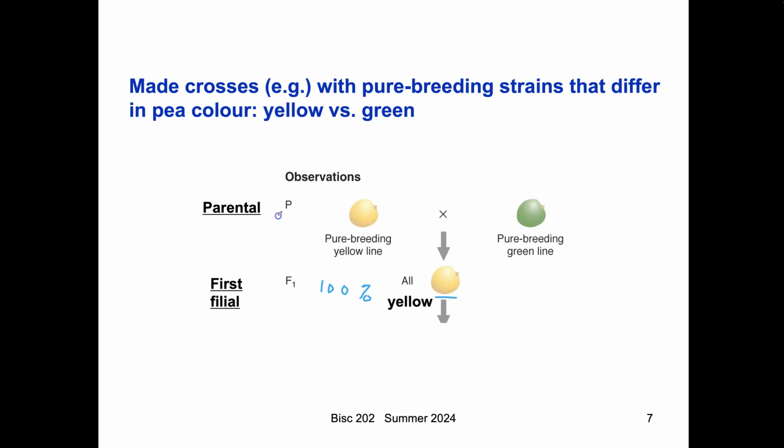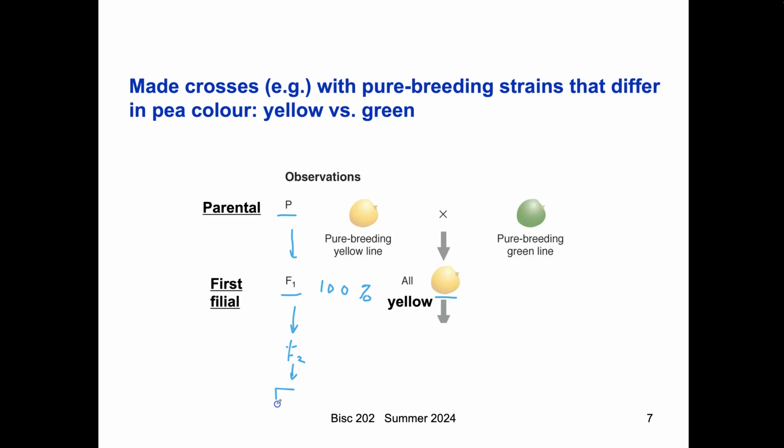I want to draw your attention to these terms because these are really important. The P generation is the first cross that is made between, in this case, homozygous or pure breeding, yellow and green or whatever. So that's called the parental generation. And then their offspring are called F1. That's the first filial generation. And then if these are crossed to each other, the next generation would be F2. And if you went further, it would be F3.